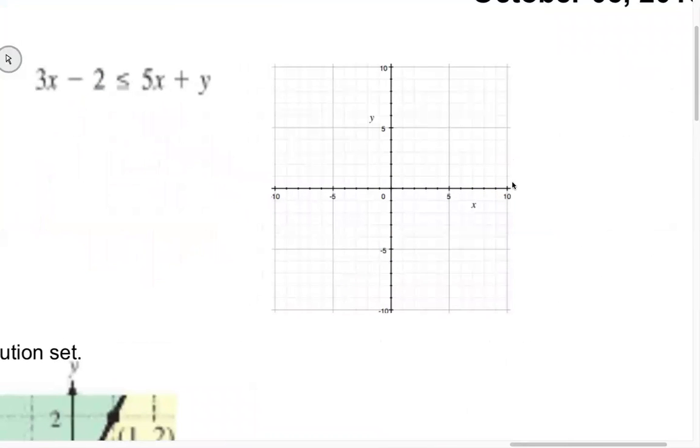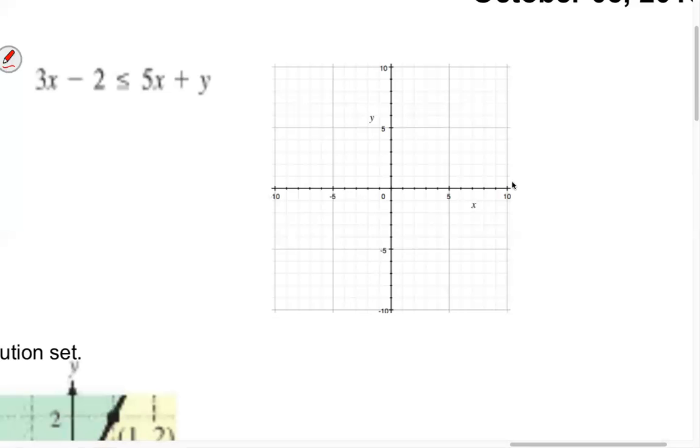Let's look at this one. This one's got a lot going on, right? So remember, the name of the game is to get y by itself, to graph, right? There's two ways I graph: cover-up method or y equals mx plus b. I look at it and I determine which way I want to do it. For the most part, I want to get y by itself. Wouldn't you agree it's going to be pretty easy to get y by itself?